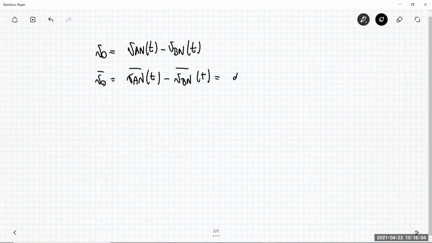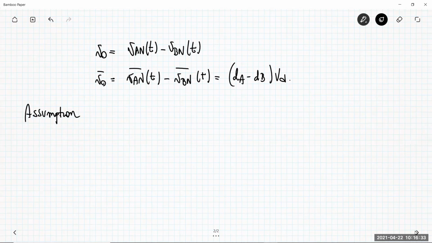But now we know that this is dA multiplied by VD, so we can have this expression. So the difference between the two duty cycles multiplied by the input constant voltage. Now there is a main assumption. Let me call this the assumption. The assumption that drives all the process is that the duty cycle dB is 1 minus the duty cycle dA.